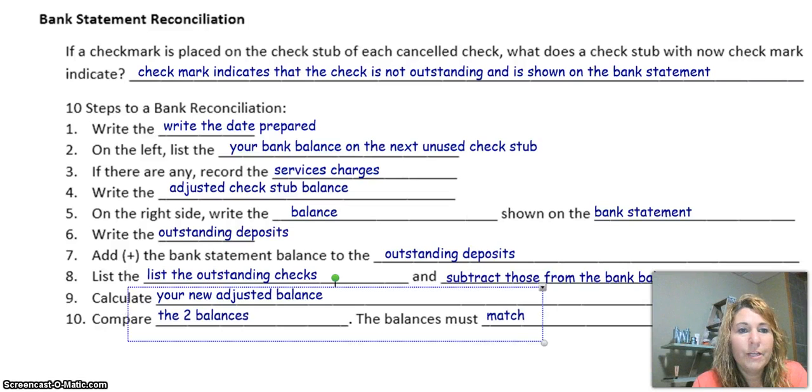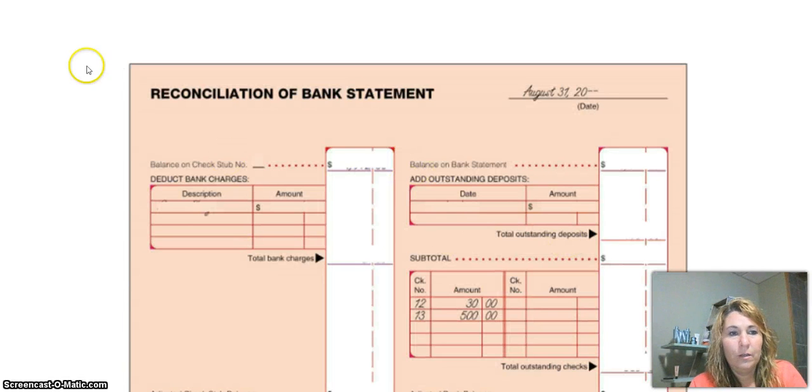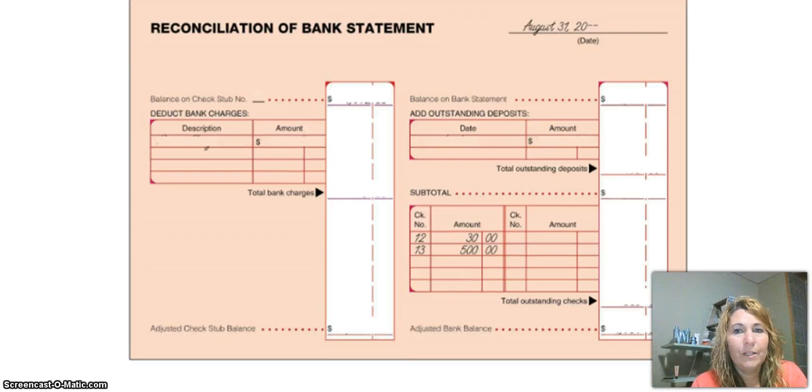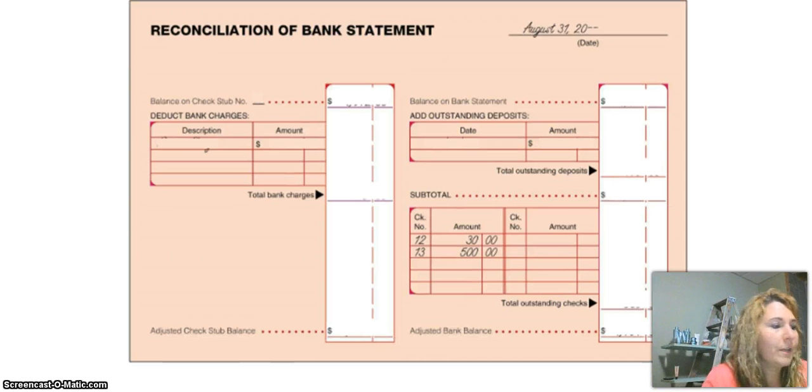So let's actually go ahead and do a bank reconciliation statement. Okay? And so your book's going to give you all the information that you would need to complete this bank statement. First of all, we would write the date. Remember, this is the date that we are preparing it, not the date shown on your bank statement. The date shown on your bank statement actually has August the 30th.